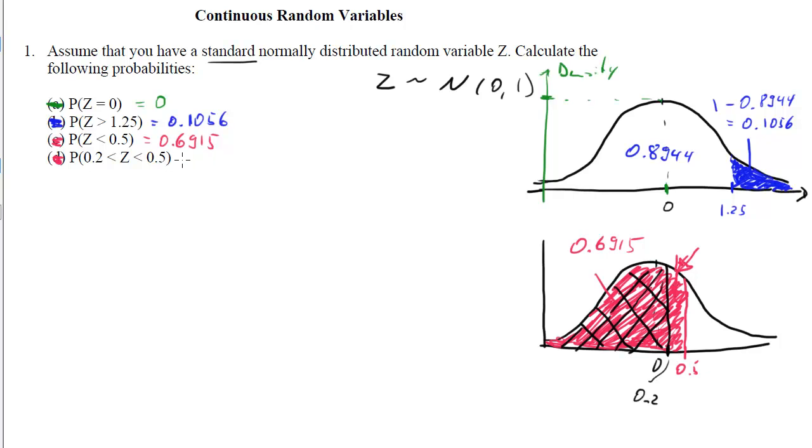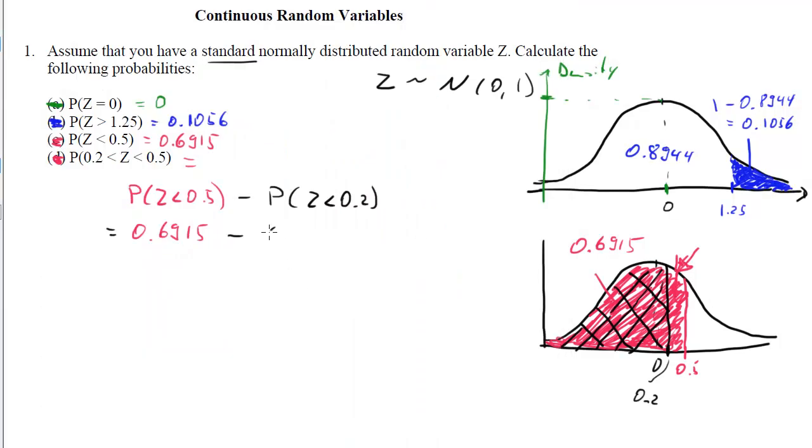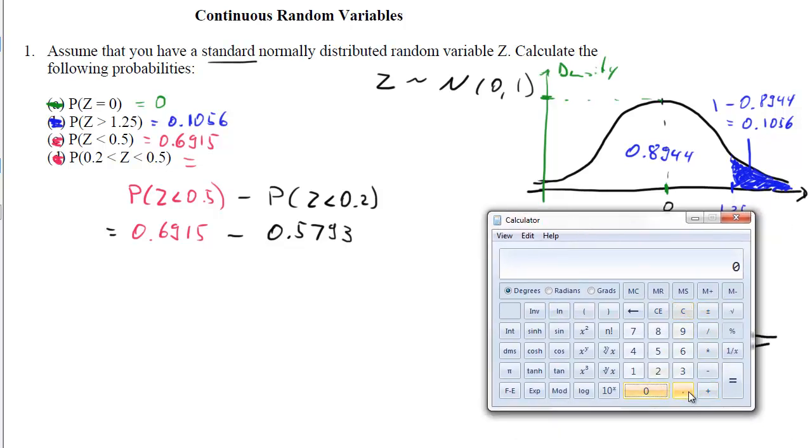So how do we calculate that? We calculate that as the probability that Z is smaller than 0.5, that's the red probability we already have, minus the probability that Z is smaller than 0.2. Of course, that is that latticed black area. The red probability we already have, that was 0.6915. The black probability we don't have yet. We have to find that from the table. We need 0.2, that's what we have here, and then the 0 column, the first column: 0.5793.